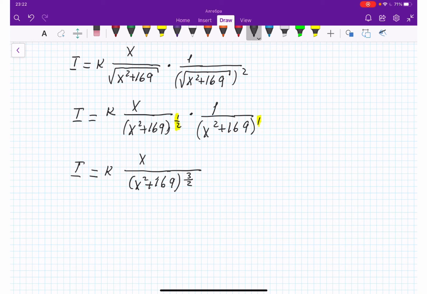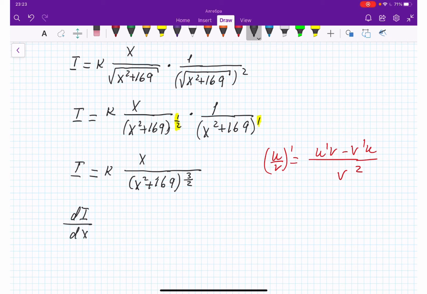All right. So taking derivative for quotient rule, if I have u over v prime, it's gonna be equal u prime v minus v prime u divided by v squared. Okay, u is gonna be x, v is gonna be x squared plus 169 to power 3 over 2. All right. So from here, we are going to take derivative by dx, right?